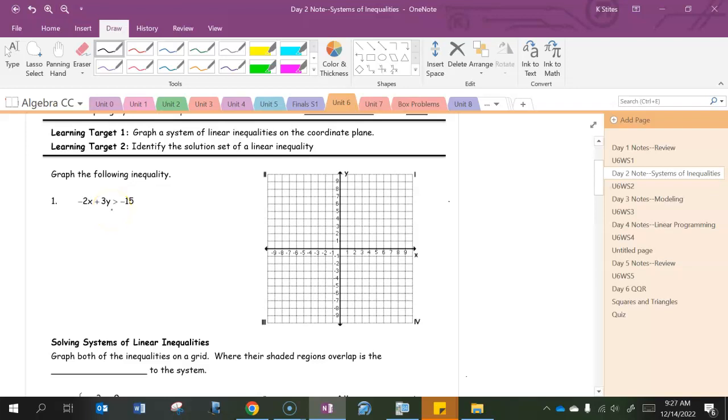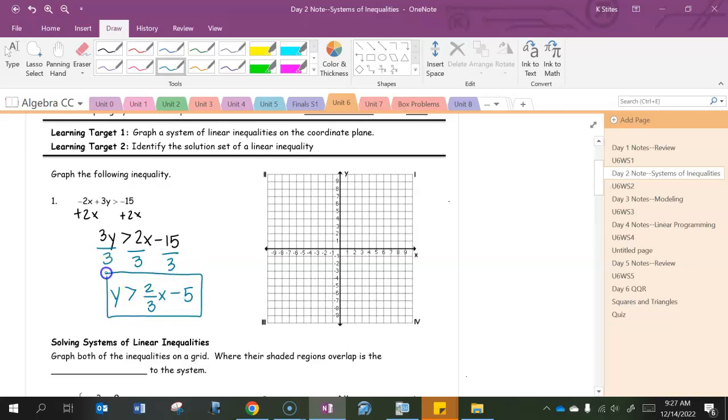So for number 1, we'll have to add our 2x over. Make sure you don't combine these. And then we'll go ahead and we'll divide by our 3. Notice our 3 is a positive, so we are not flipping our symbol. 15 divided by 3 is 5.